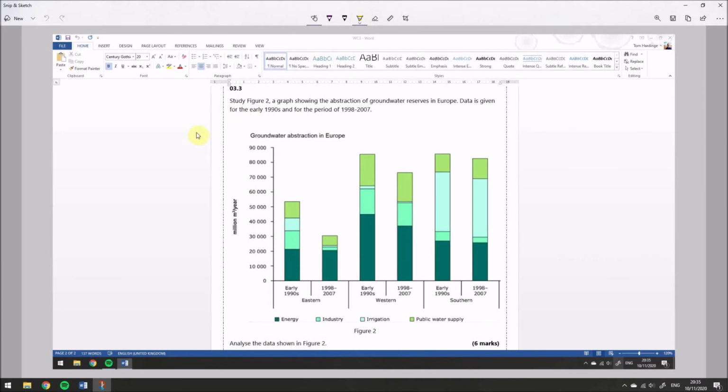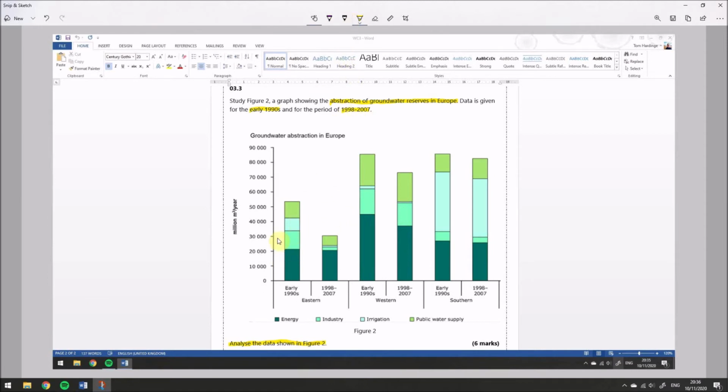And your second question actually is a very, very similar one in terms of the skills that you need to be applying in this case. So again, this is an analyze question. We've just got to focus on the data that is shown here. If we have a look at the question, it says, study figure 2, a graph showing the abstraction of groundwater reserves in Europe. So this is water that's being pumped out of the groundwater. It says data is given for the early 1990s and for the period of 1998 to 2007.